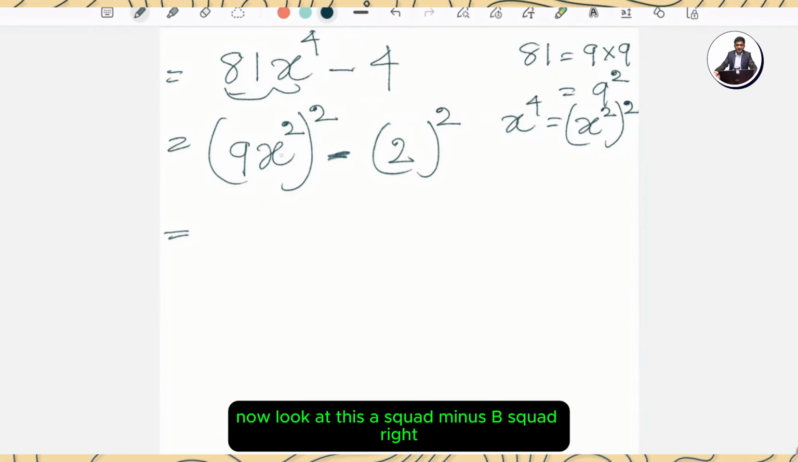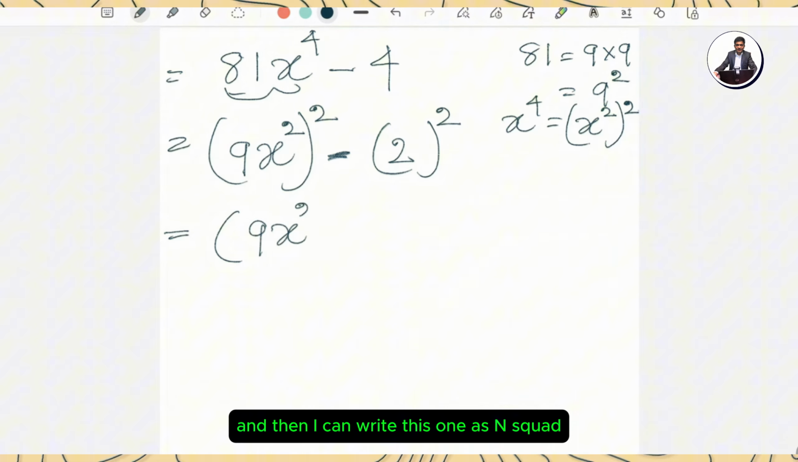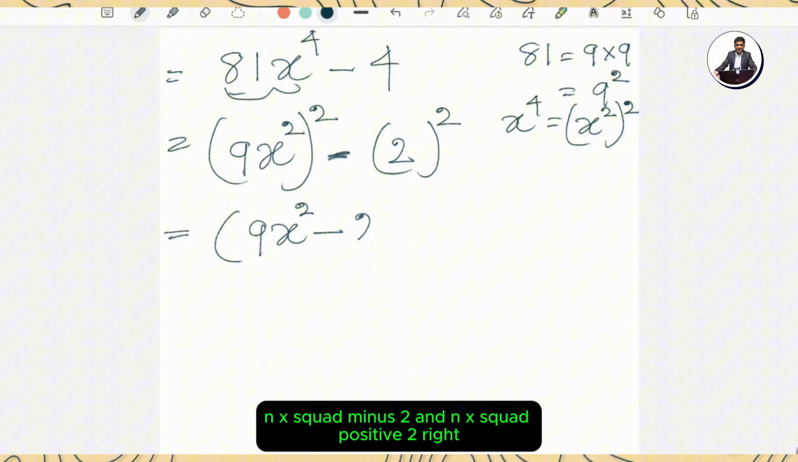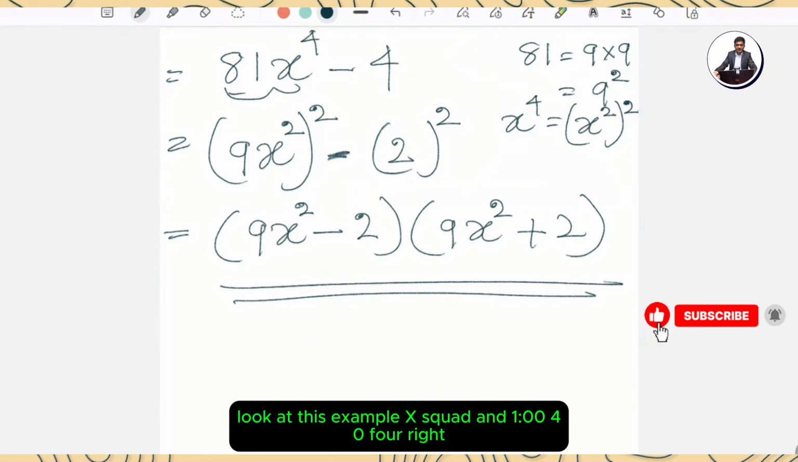Now look at this. A squared minus b squared, right? So I can see the pattern and then I can write this one as 9x squared minus 2 and 9x squared positive 2. Right. Look at this example.